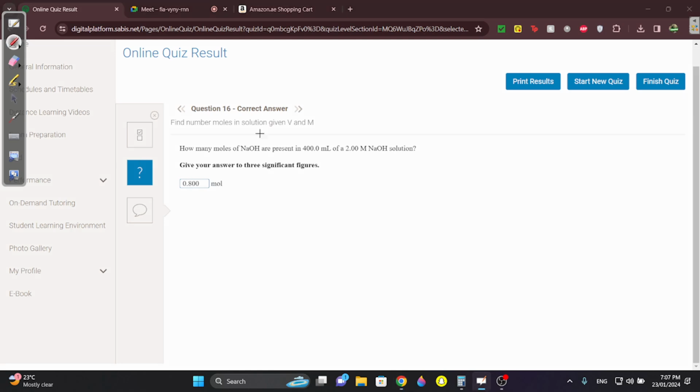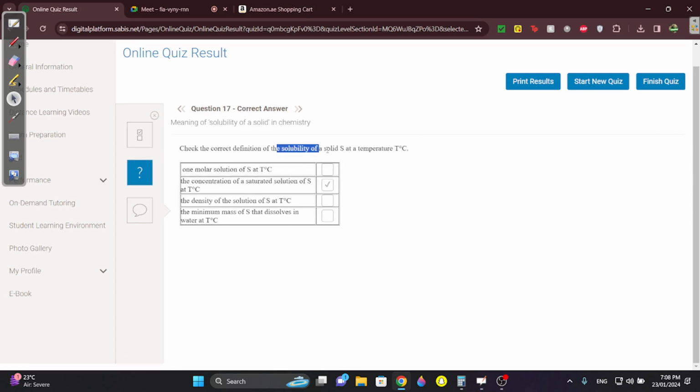Question 16. How many moles of NaOH are present in 400 milliliters of 2 molar? Okay, how many moles? n equals CV. For V, we need to change 400 to dm cube, so we divide by 1000. You get 0.4 times the volume. Yeah, 0.4 times 2, I mixed them up. The concentration is 2, and the volume is 0.4. Same thing, you get the same answer. You get 0.8.